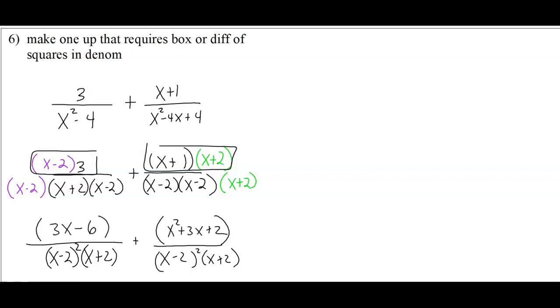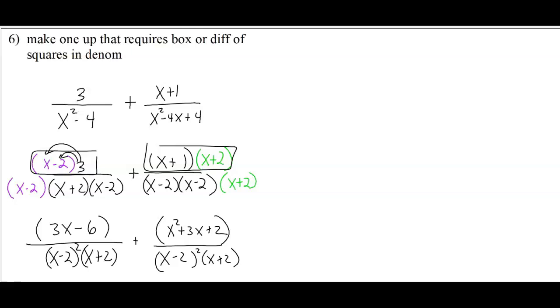Okay, so now we have our result here. So this one you're just going to distribute, right? And you get this. For this one, you need to do box multiplication. So you would have to do this whole deal here. And if you do your box multiplication correctly, you would end up with what I have in parentheses down there, which is x squared plus 3x plus 2.